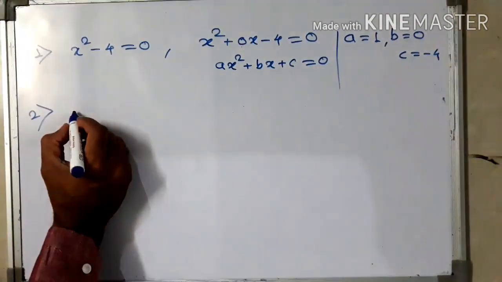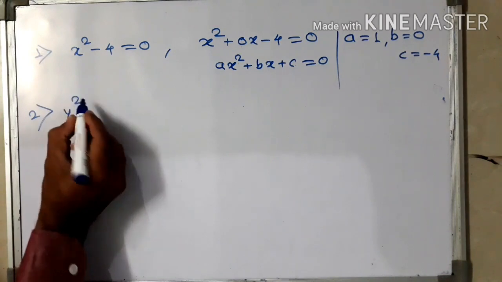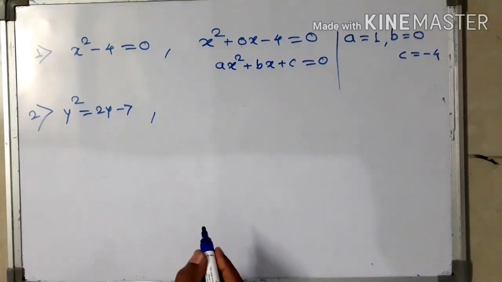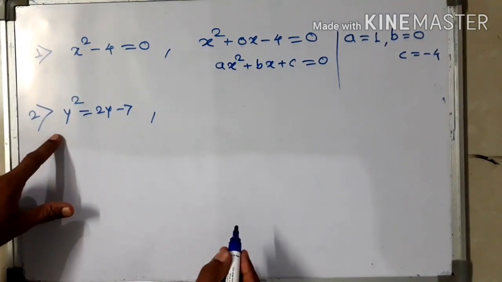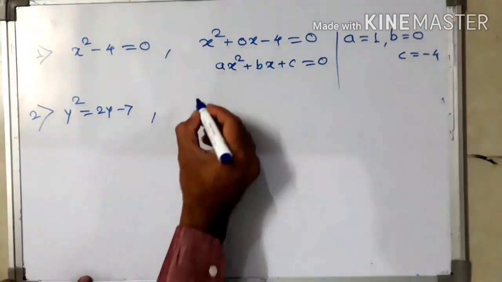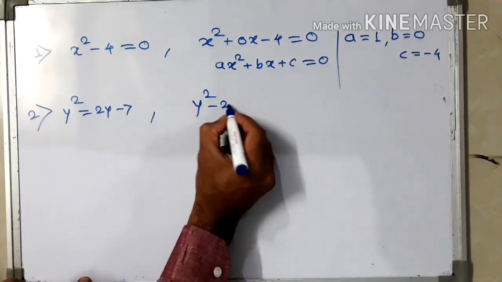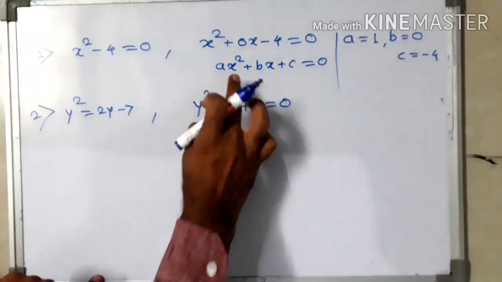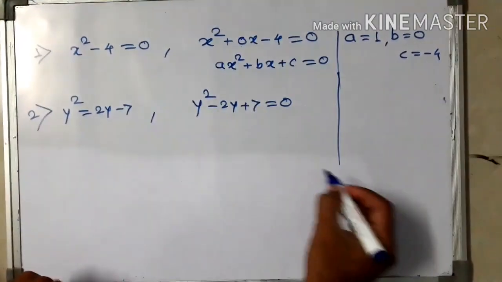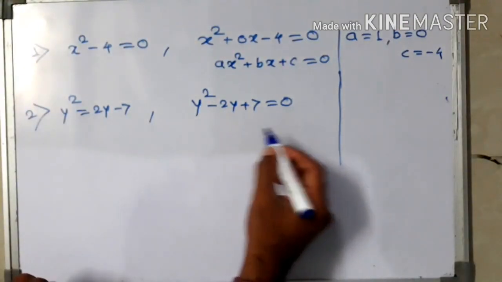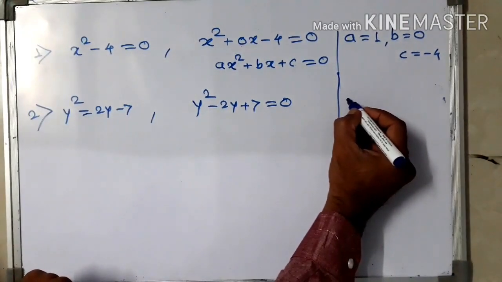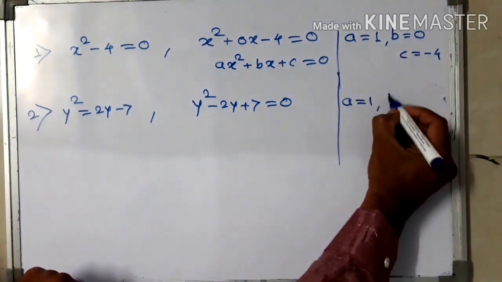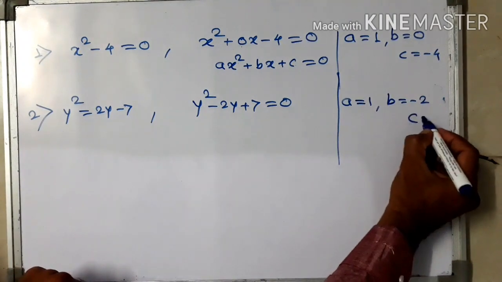Second example is y square equals to 2y minus 7. We can modify that equation in standard form of a quadratic equation, such as y square minus 2y plus 7 equals to 0. By comparing this equation with the general form of a quadratic equation, we have the value of a is 1, the value of b is minus 2, the value of c is 7.